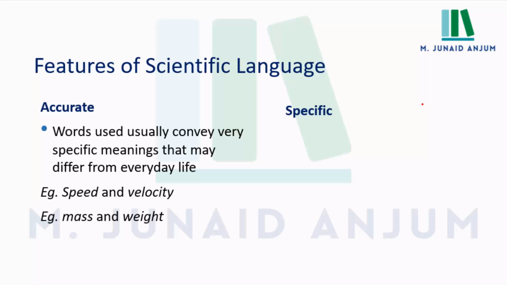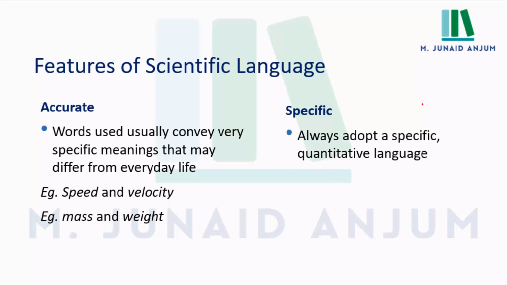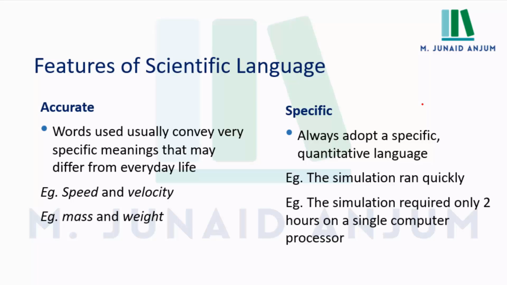The next thing is that language should be specific. Always adopt specific quantitative language. For example, "the simulation ran quickly" is very general. You can describe this in a more elegant way: "the simulation required only 2 hours on a single computer processor." So you can see that it is more quantitative, provides more information, and is very specific.